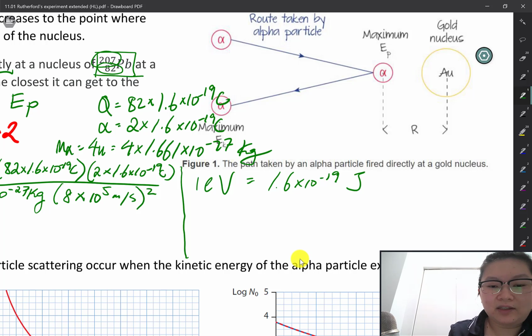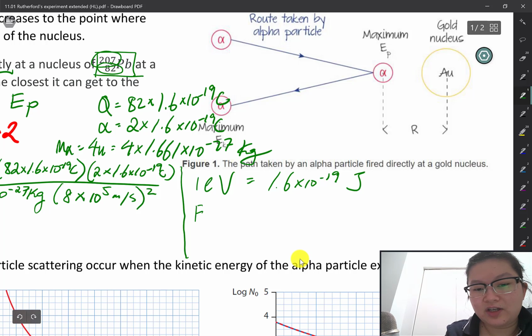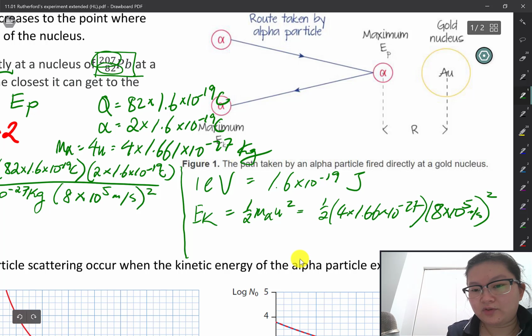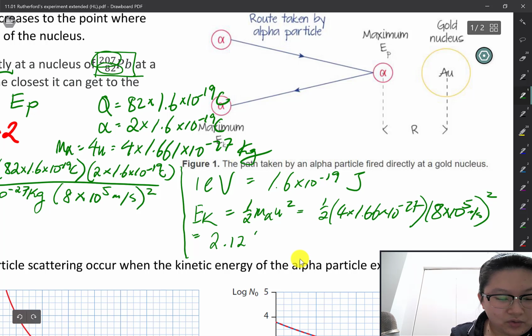To see how many electron volts there are in that amount of kinetic energy, first we need to figure out the kinetic energy of this alpha particle, which is 1/2 m times the speed squared. This is just 1/2 times 4 times 1.661 times 10 to the power of negative 27. That's the mass, and then the speed is 8 times 10 to the power of 5 meters per second, to the power of 2. So this kinetic energy is, I get 2.126 times 10 to the power of negative 15 joules.